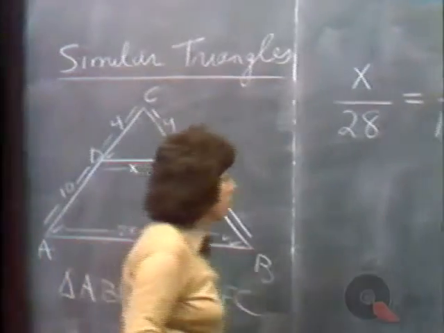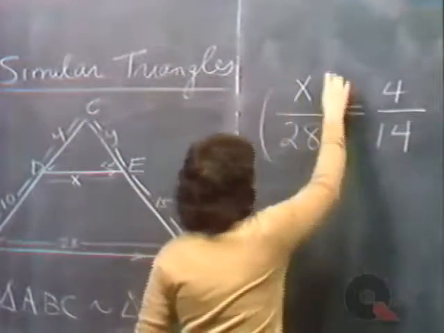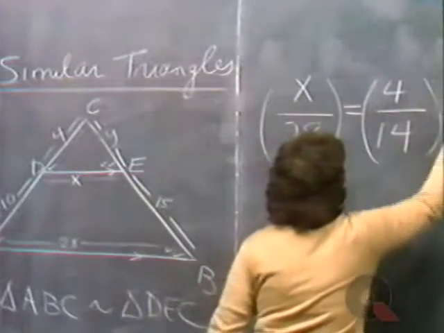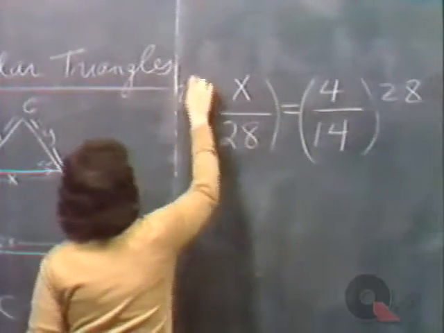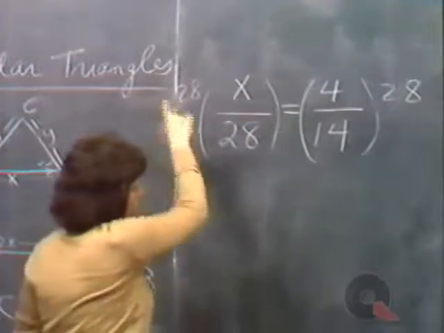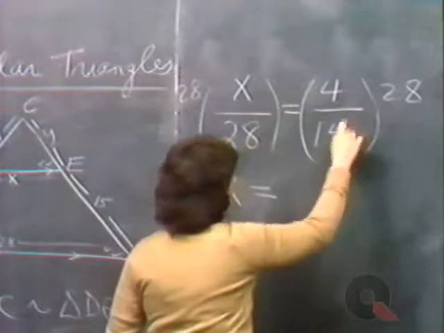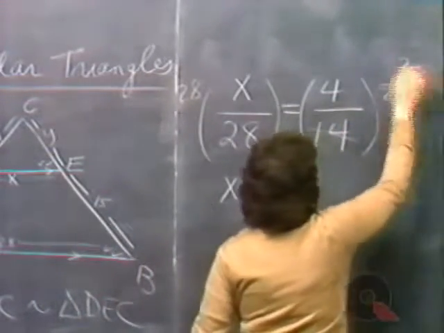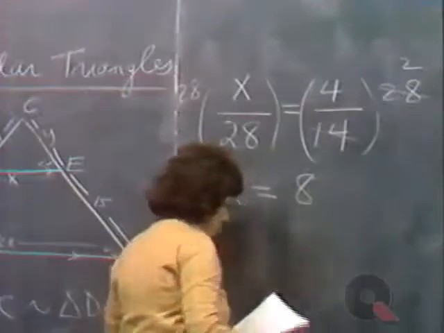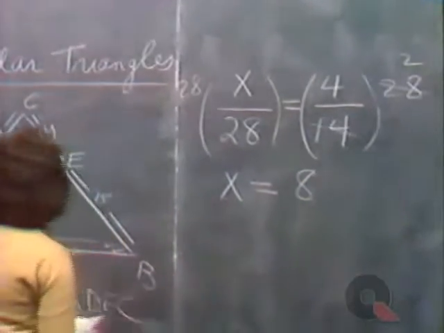All right, to solve for x, we multiply both sides by the LCD, which is 28. And we get the 28's canceling on the left. We get just x. 14 into 28 gives you 2. 4 times 2 is 8. From this, we found that x is equal to 8.